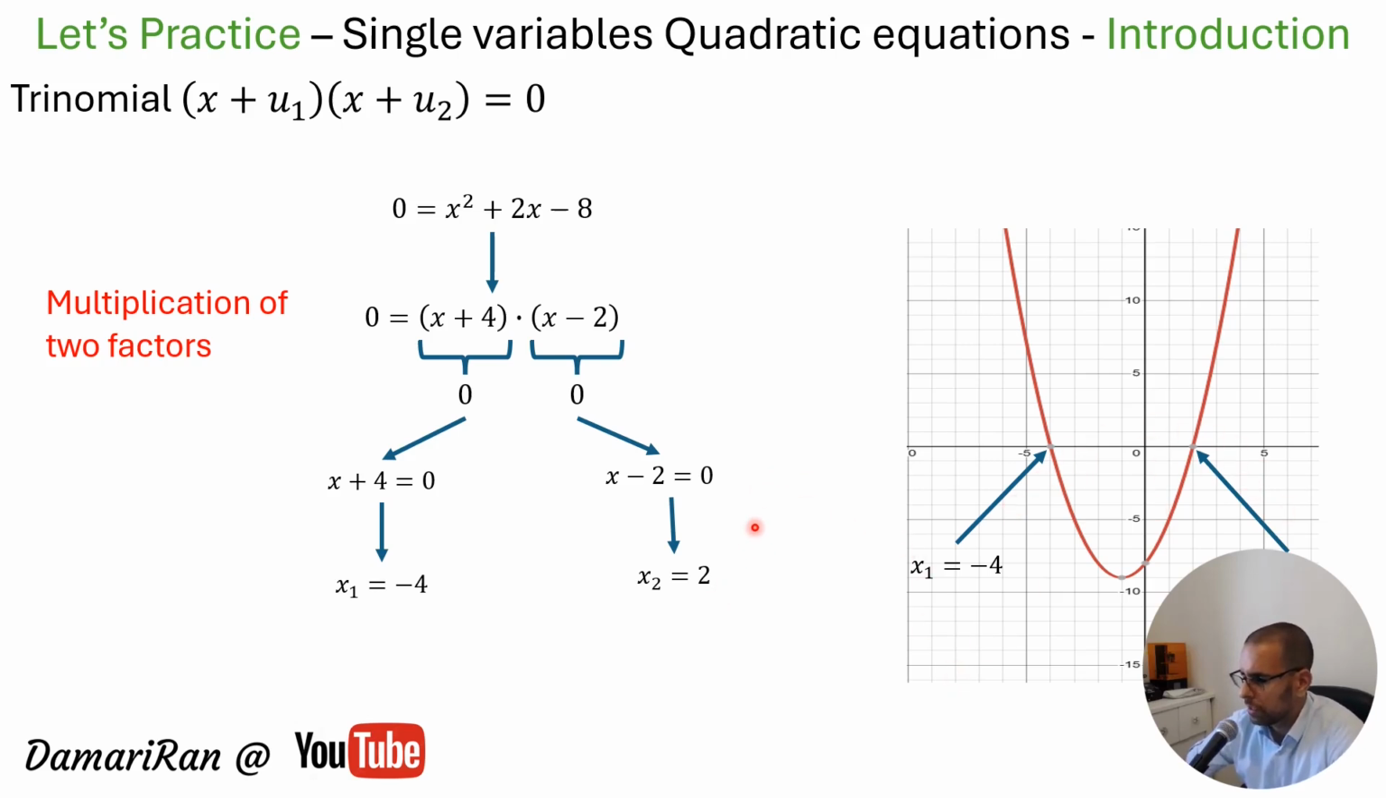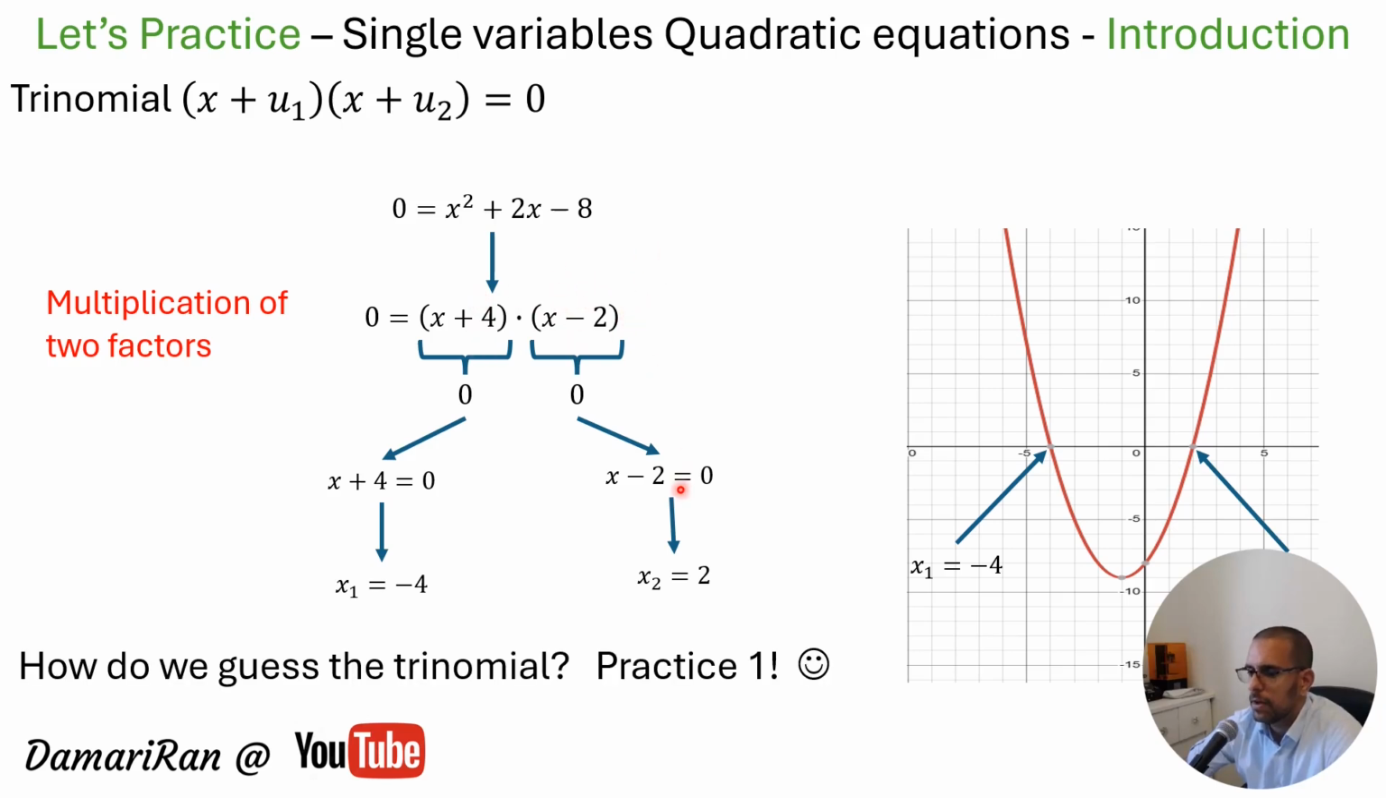Okay, so this is briefly what the method is. And what we're going to do in practice 1 is to talk about how we find this 4 and how we find this -2. So stay to check out this practice 1.